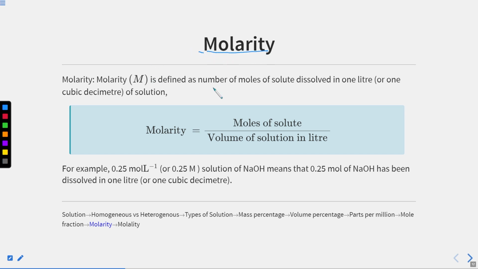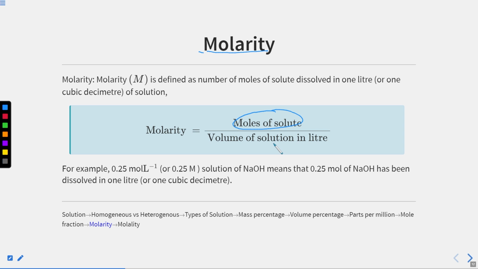So what is this molarity? If you want to define molarity, this is the most important term. You should be very clear about it, because it will be used multiple times in every calculation, every chemical equation and every reaction. So including all those, it is very important. So what is molarity? It is the number of moles of solute that is dissolved in 1 liter of that solution.